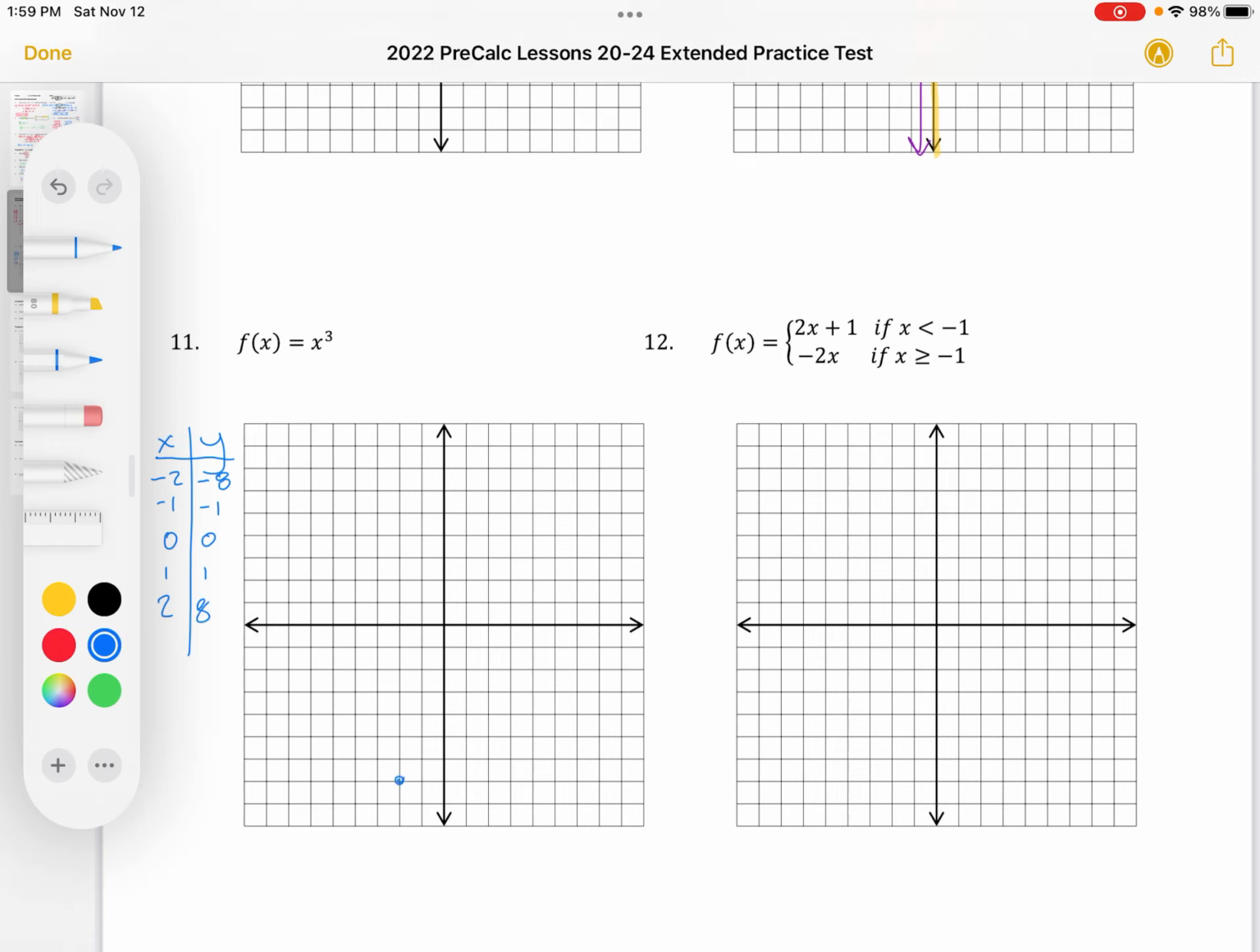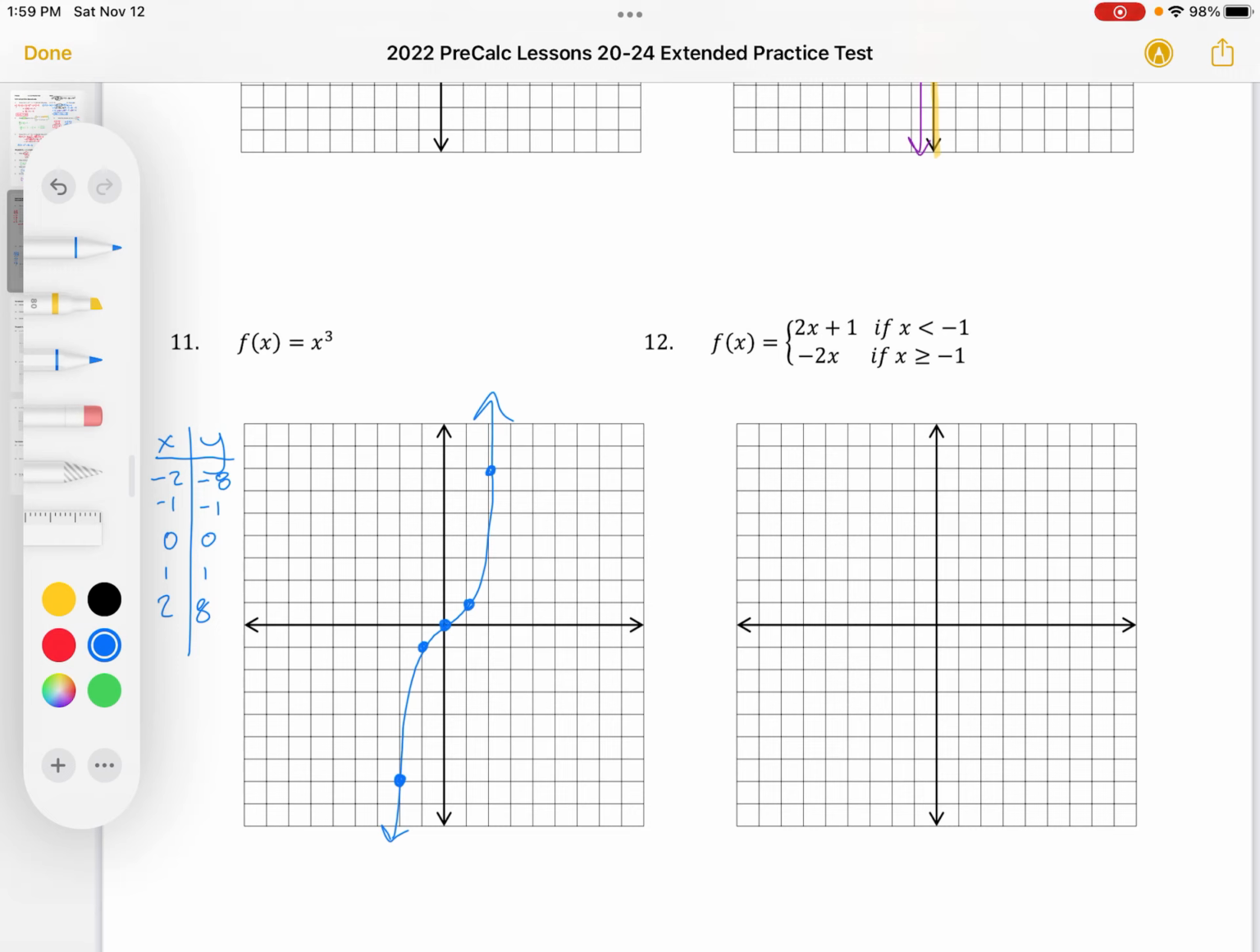So if I plot those points, it's actually going to look pretty similar to what we got up above in number 9, except it's rotated. So these are the points in our table. If you graph those, you should get that snake-shaped graph. So there's the graph of x cubed.